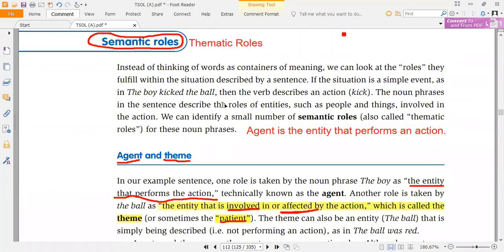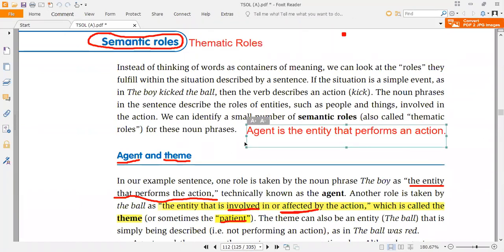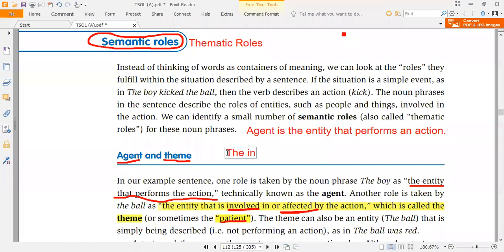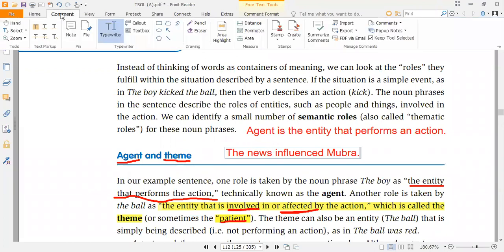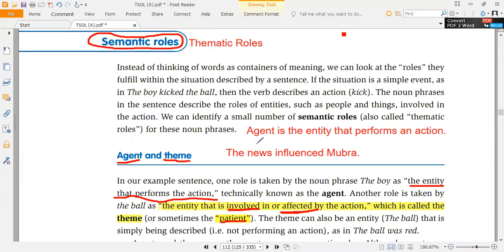if you reverse this example and you say the news influenced Mabra, then that is fine. Mabra is directly affected by the news. Why? Because perhaps before the news Mabra thought Nawaz Sharif was good, and perhaps after watching the news Mabra shouts the slogan 'Go Nawaz Go', right?